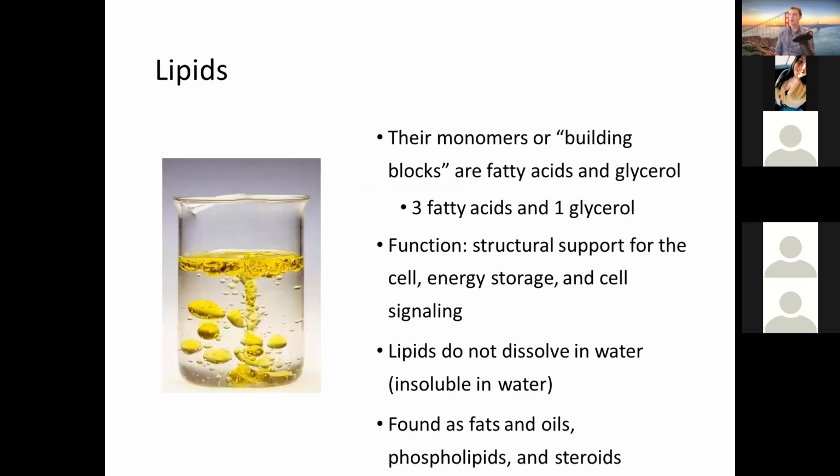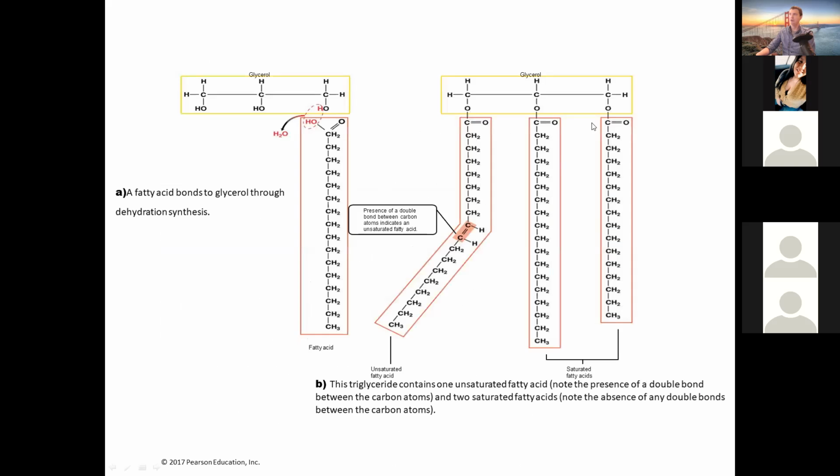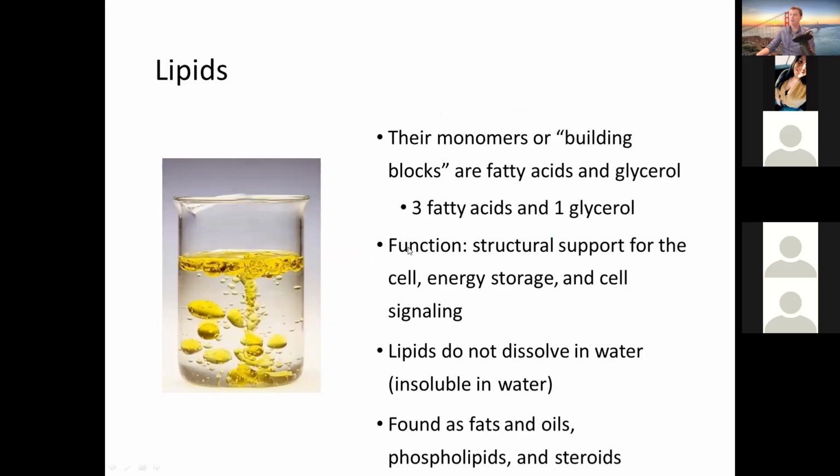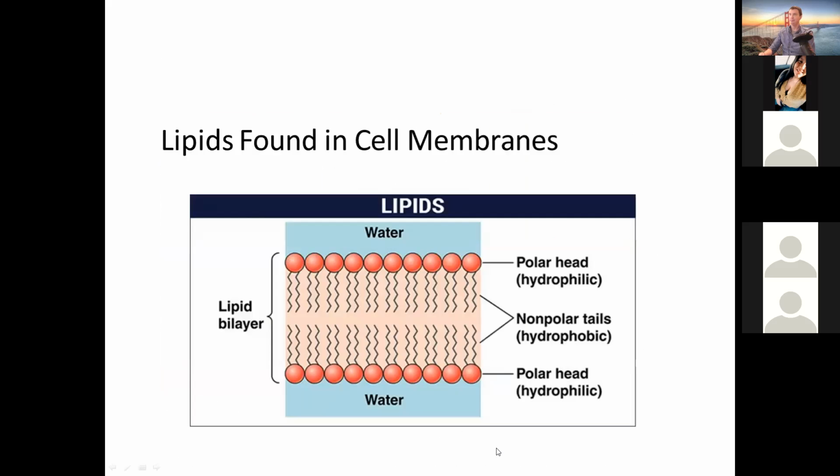Okay, so the monomers or building blocks of lipids are fatty acids and glycerol, which I just showed you. So there are those three fatty acids and that one glycerol. The functions are structural support for the cell, energy storage, and cell signaling. Like I said, lipids do not dissolve in water, and they're found as fats and oils, phospholipids, and steroids.